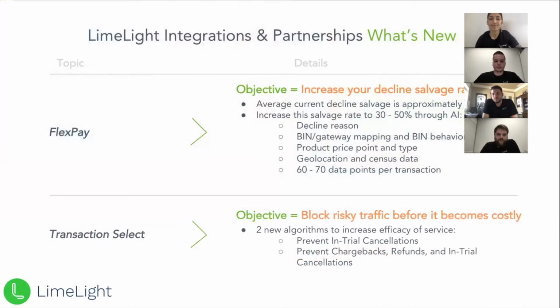All right, thanks, Val. So I have two things to talk about today, two new integrations, starting with FlexPay, a new partnership. They're a decline management solution that will allow for you to increase your decline salvage rate. And from the data that we've analyzed from our client base, it seems that the average is approximately a 25% rate of salvage, meaning chance of approval upon retrying a transaction. So with FlexPay, they use AI to essentially increase this average 25% to closer to 30 to 50%, which is pretty substantial.